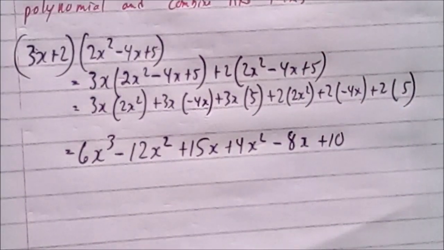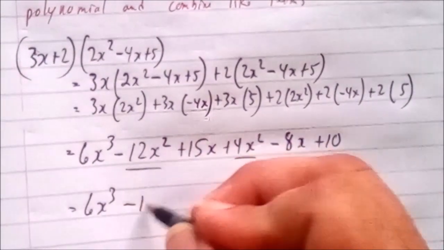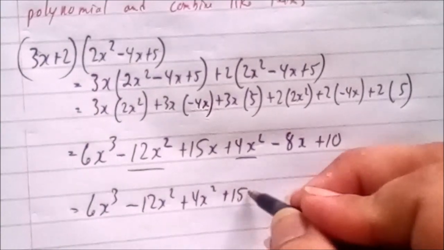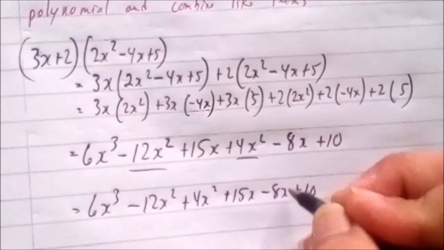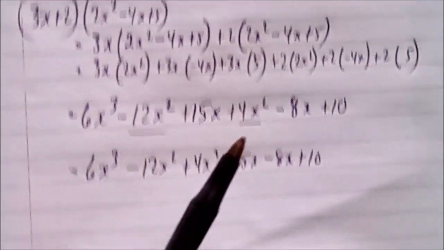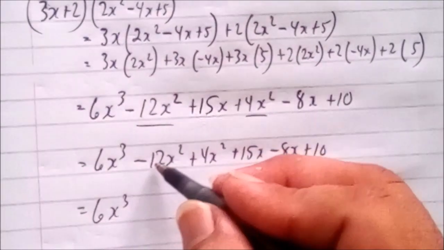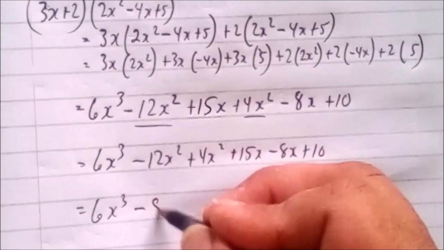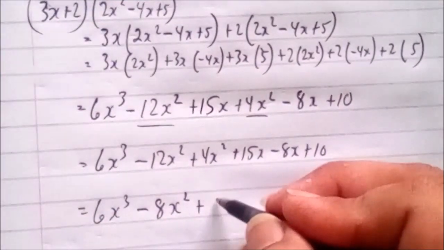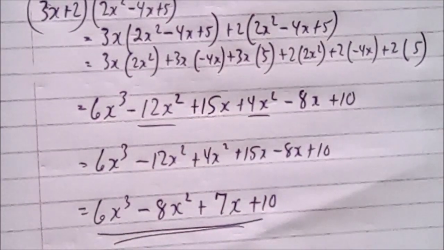Now, can we combine like terms, gather like terms? Yes. 6x cubed, negative 12x squared plus 4x squared plus 15x minus 8x plus 10. Notice I try to combine them in such a way that you bring the biggest power and come down all the way. Alright, next step, 6x cubed, negative 12x squared plus 4x squared gives me negative 8x squared, plus 15x minus 8x gives 7x, plus 10, and that's our solution for that one there.